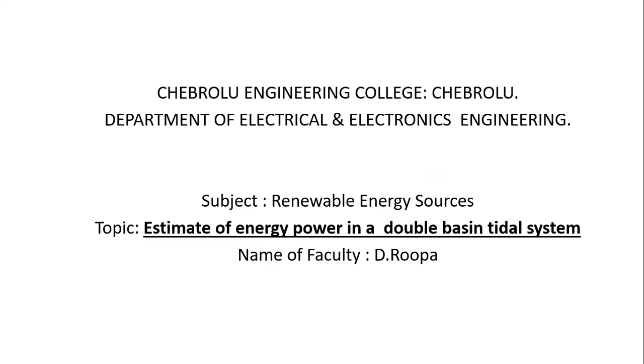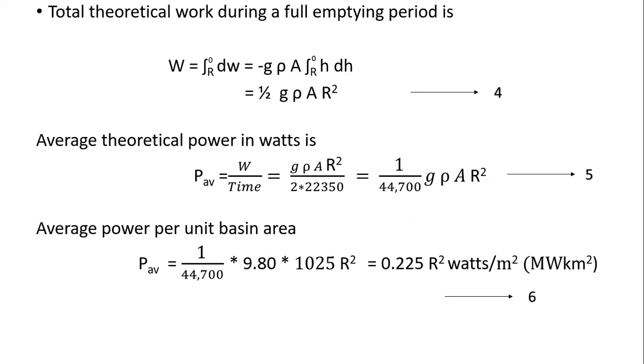So previously we have seen the estimation of energy in a simple single basin tidal system. There we got P average by A is equal to around 0.225 R square watts.